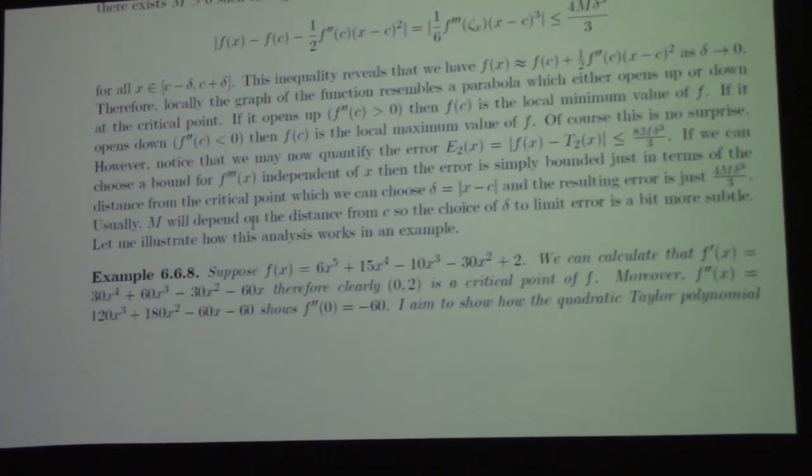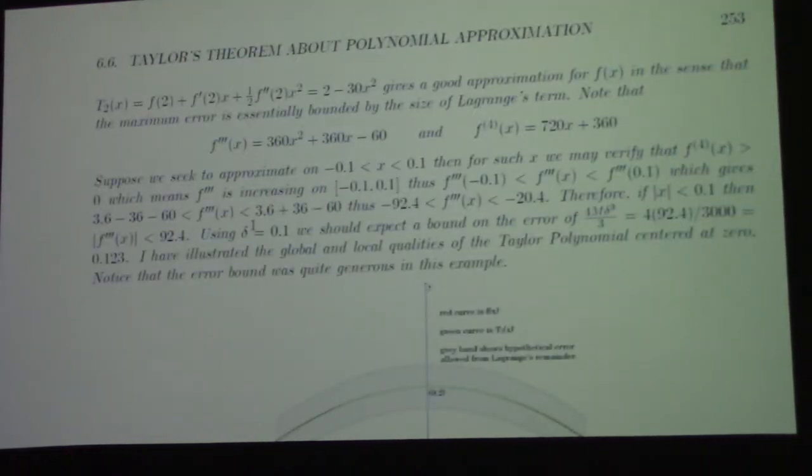And so in this example here, T2 of x is f of 0 plus f prime of 0 times x plus 1/2 f double prime of 0 times x squared. This is the Taylor polynomial for f of x centered at 0. And it ends up being 2 minus 30x squared, all right? Now, what I just showed you is also known as Taylor's theorem with Lagrange's form of the remainder.